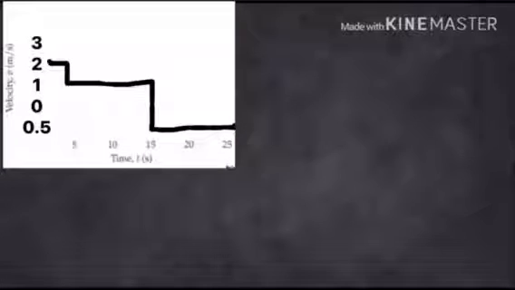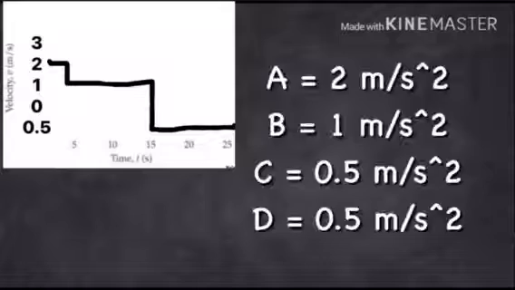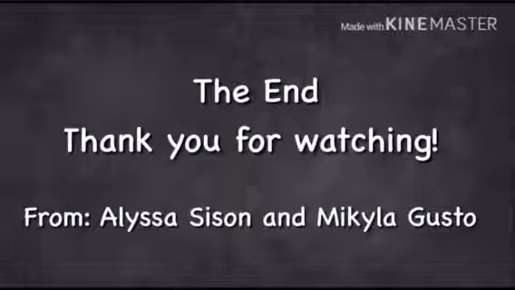The last step is the acceleration versus time graph. We use the data of acceleration in the table shown a while ago. So letter A is 2 meters per second squared, letter B is 1 meter per second squared, letter C is 0.5 meter per second squared, and letter D is 0.5 meter per second squared. This is the end of our tutorial video.